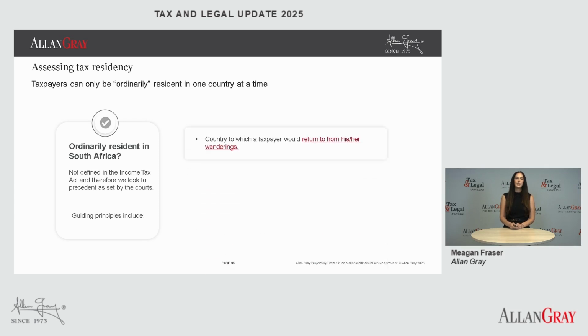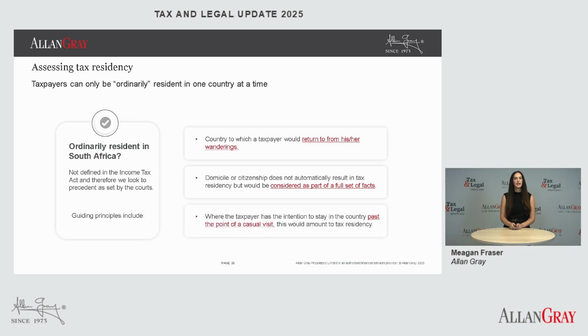So firstly, we see that tax residency can be seen as the country to which a taxpayer would return to from his or her wanderings. The second thing to note, as I mentioned previously, is that domicile or citizenship does not automatically result in tax residency, although it will be considered as part of a full set of personal facts. And lastly, where a taxpayer has intention to stay in the country past the point of a casual visit, this would amount to tax residency.